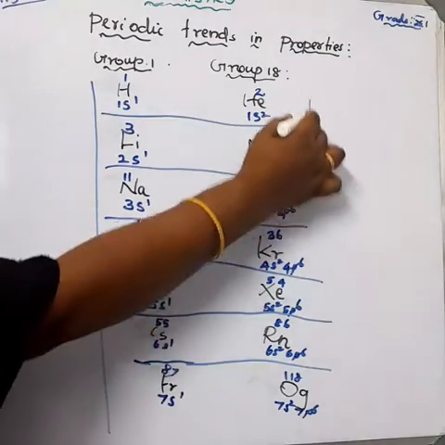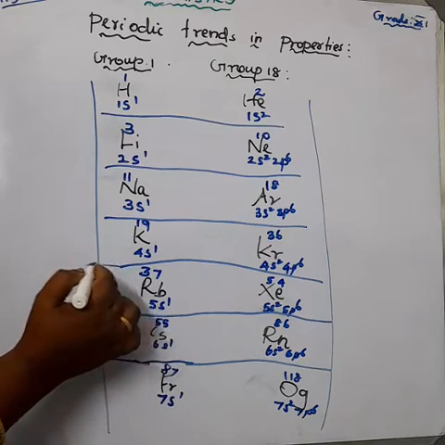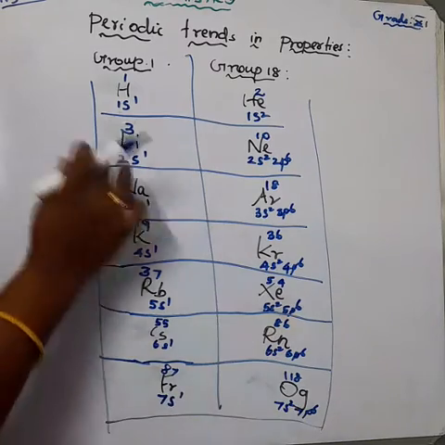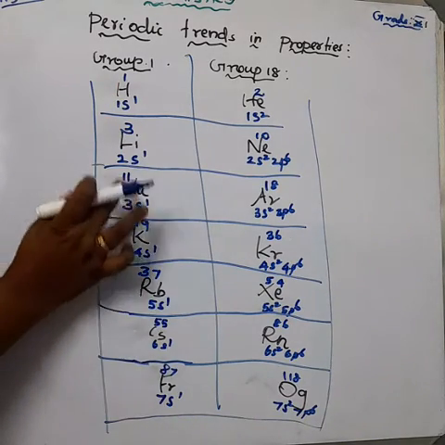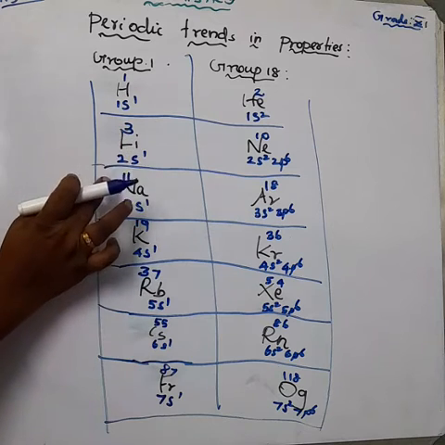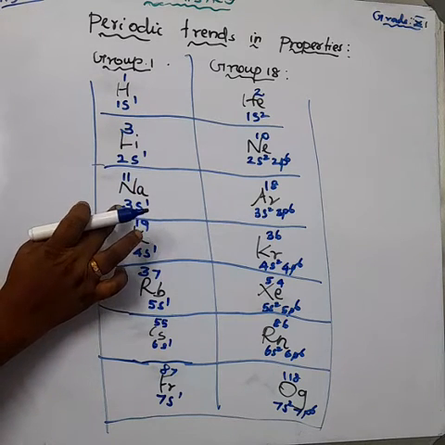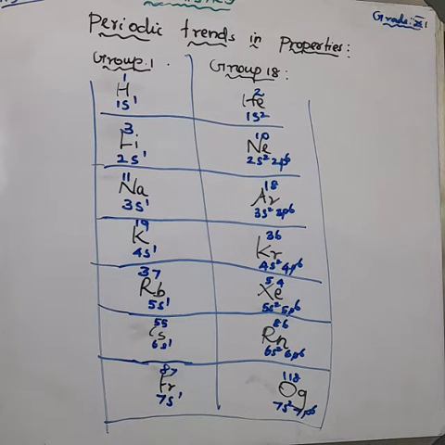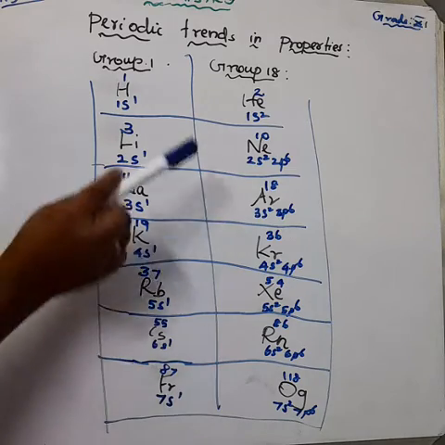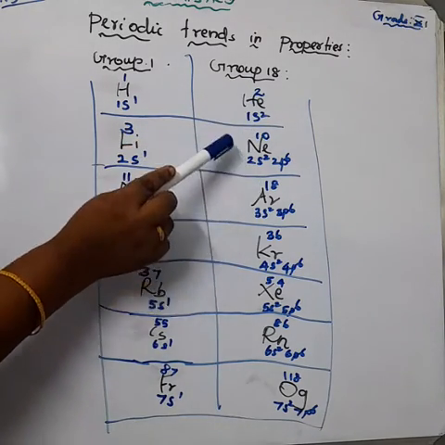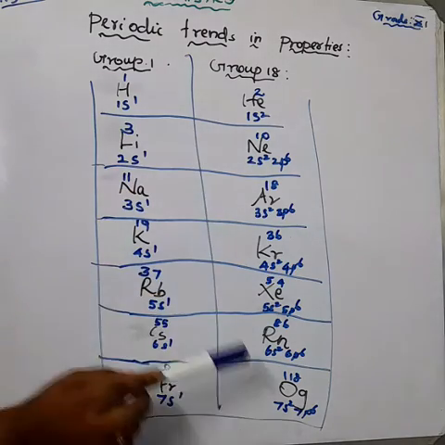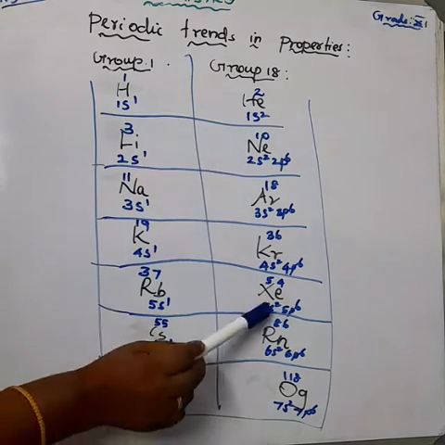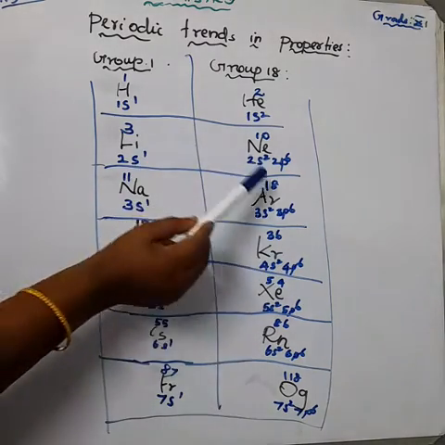Understood? If you observe these two groups of elements, the first group and the 18th group, all the elements in the first group have a similar outer electronic configuration: hydrogen 1s1, lithium 2s1, sodium 3s1, potassium 4s1, rubidium 5s1, cesium 6s1, francium 7s1. Like that, all the elements in group 18, the zero group, have a similar outer electronic configuration. This similar outer electronic configuration reappears at regular intervals of atomic number.